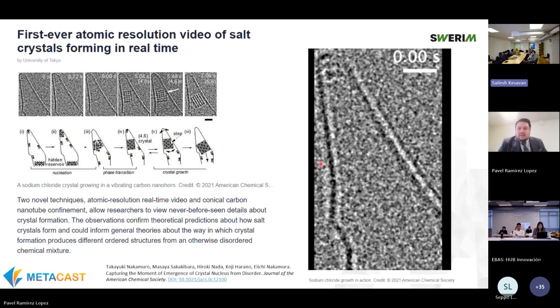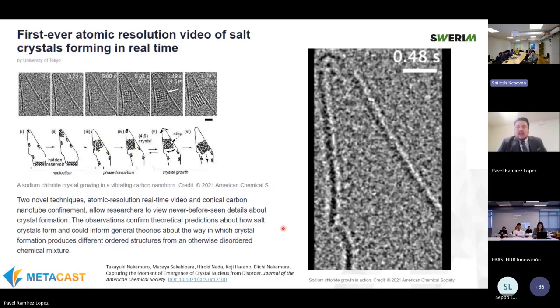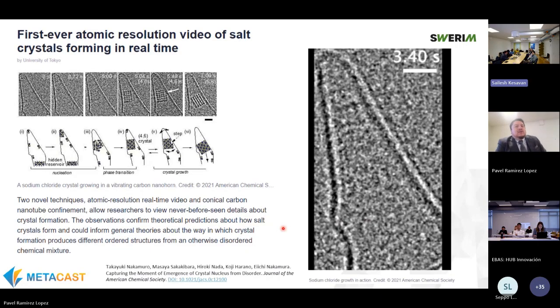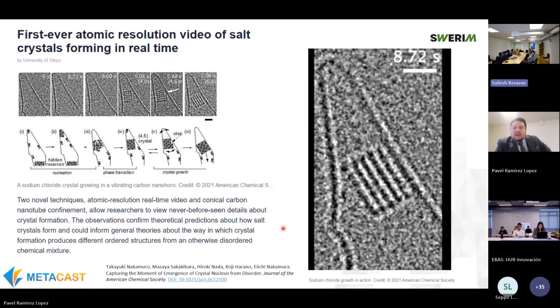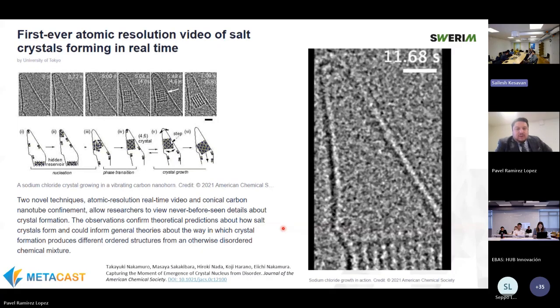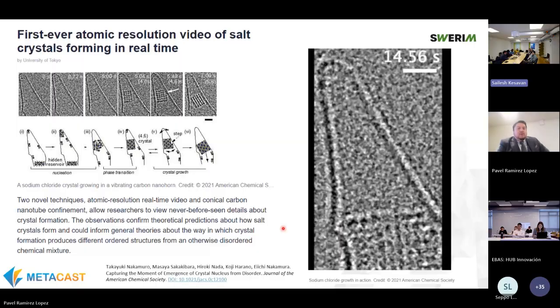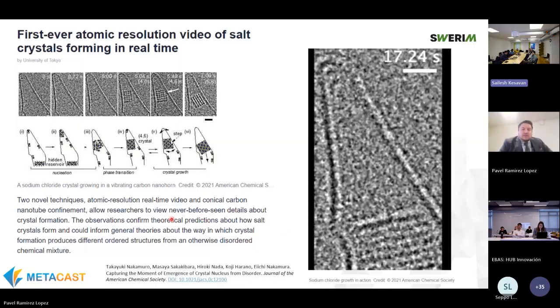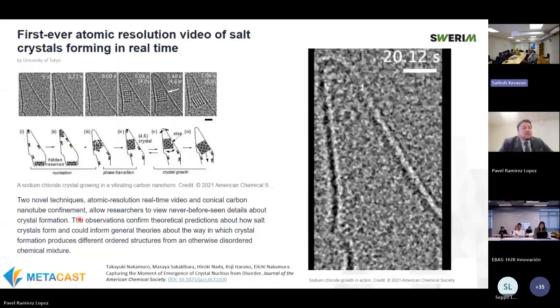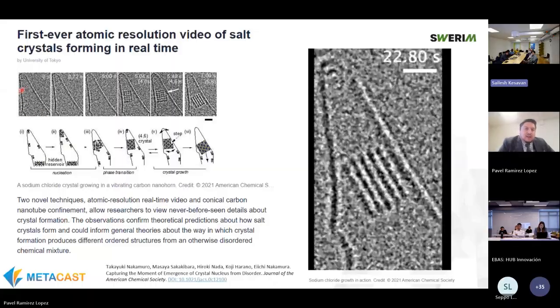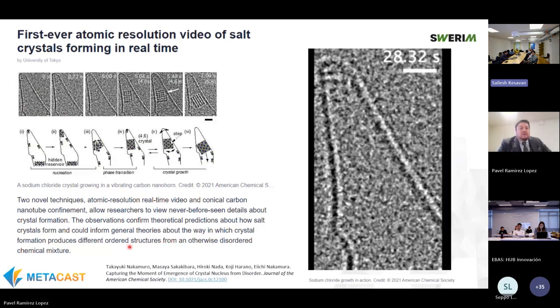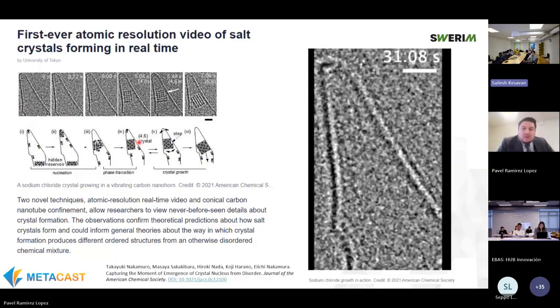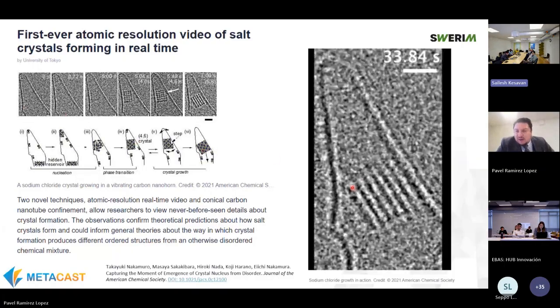I find this visualization amazing. So this is the first ever atomic resolution video of salt crystals forming in real time. Here you have an image by a group of researchers in Japan. What you can see here is the atomic resolution video of a carbon nanotube confinement. So you can see here the edge of the carbon nanotube, and we have the salt crystals form basically randomly here. And then you have the formation of the structure.